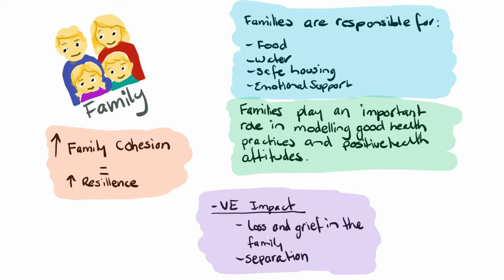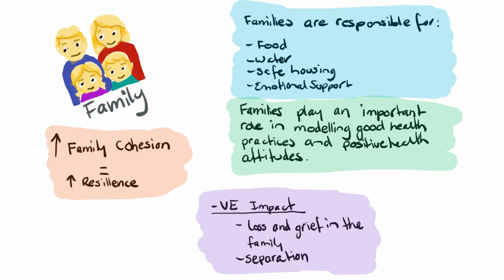Families are generally responsible for providing young people, or providing each other, with food, water, safe housing and emotional support. We know that those 4 things are very much key to being able to achieve good health outcomes. If an individual doesn't have access to food or water or safe housing, these are some very simple staple things which can lead to poor health outcomes. And the same goes for emotional support.